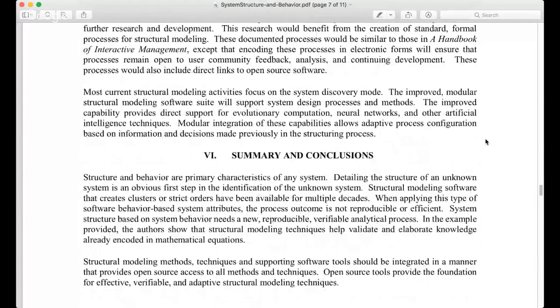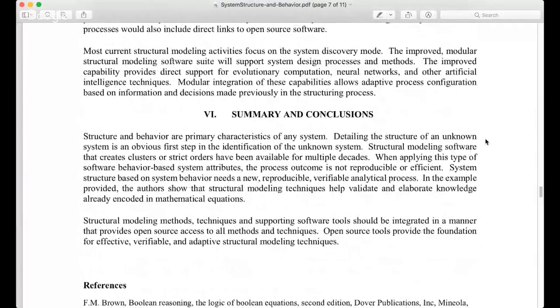So basically what we're saying is that structure and behavior are primary characteristics. They're related in certain ways, and we really need to be able to have more focused, verifiable types of analytical processes. We've presented an example here, of course, that shows a new type of application of the ordering step, the irreflexive, asymmetric, and transitive.